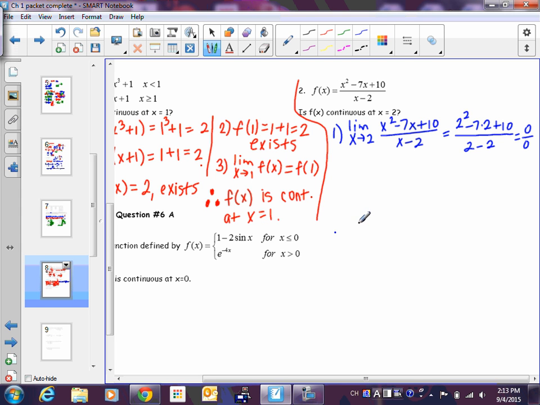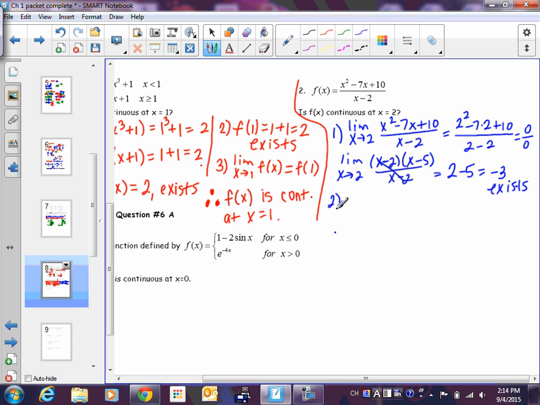And I'm going through the number crunching part fast because I'd rather spend more time explaining the concept. What does 0 over 0 mean? Do more. In this case, that means factoring. So that's going to be x minus 2, x minus 5, which cancels those out, and then 2 minus 5 is negative 3. Okay, so that limit exists. Condition 1 is met.